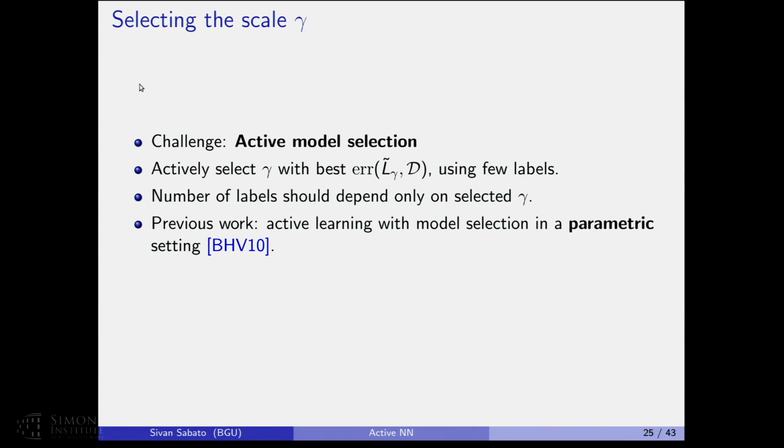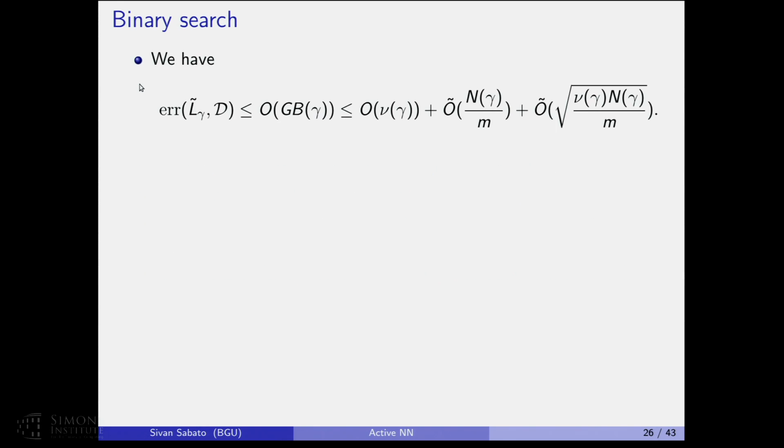There is some interesting previous work on active model selection in the parametric setting with Nina Balcan, Steve Hanneke, and Jennifer Wortman, but it's not suitable for what we need. So we're proposing another approach, which is some type of binary search. I'm going to call it binary search star because it's not exactly binary search, but intuitively it's similar. So how do we do that?